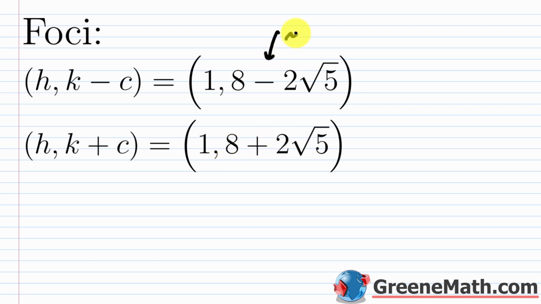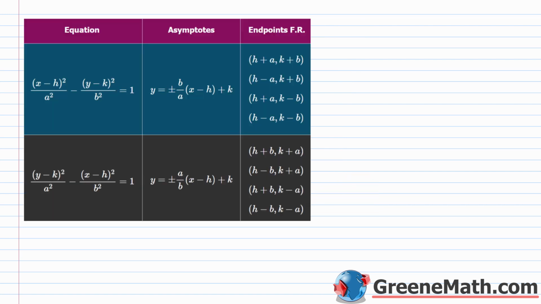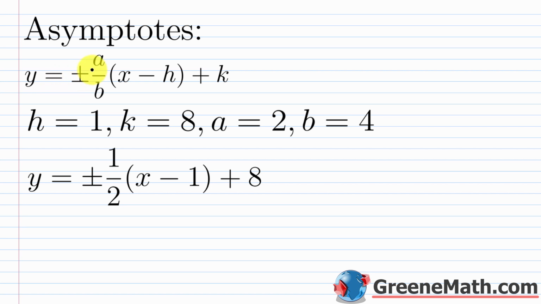This right here is approximately 3.5, let's say 28. This right here is approximately, let's say 12.472. Again, we're going to use this second row right here for the formulas for the asymptotes and the endpoints of the fundamental rectangle. So the asymptotes, we have y equals plus or minus a over b times the quantity x minus h plus k. H is 1, k is 8, a is 2, and b is 4. If I'm plugging in here, 2 over 4 is 1/2. So you get y equals plus or minus 1/2 times the quantity x minus 1, then plus 8.